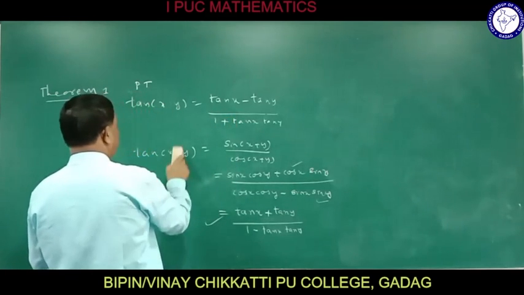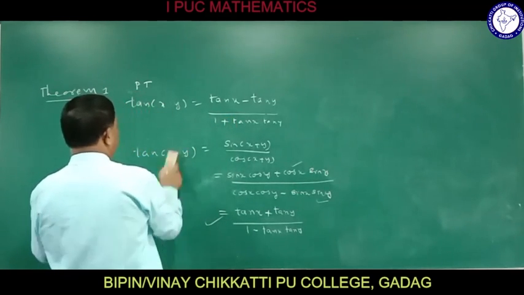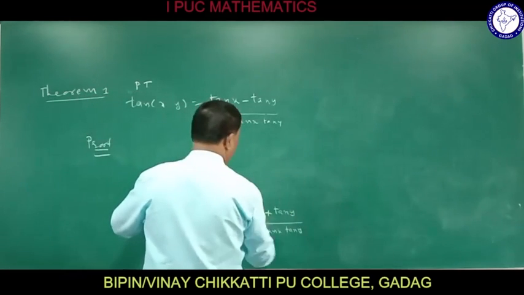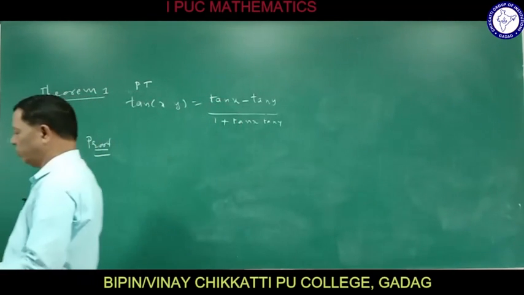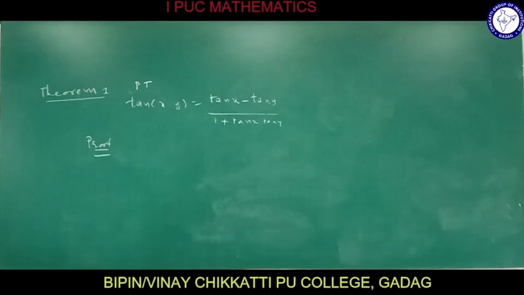And now I have to tell you how to prove this result. What do I have to prove? Tan of x minus y is equal to tan x minus tan y divided by 1 plus tan x tan y. So when you understand that result here, we can proceed accordingly.